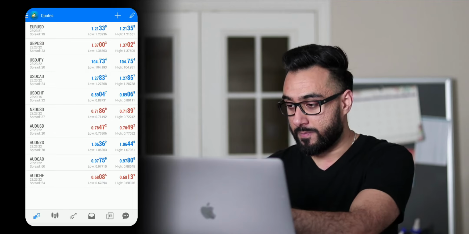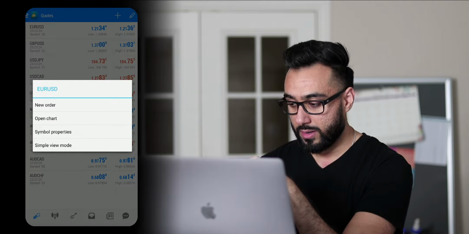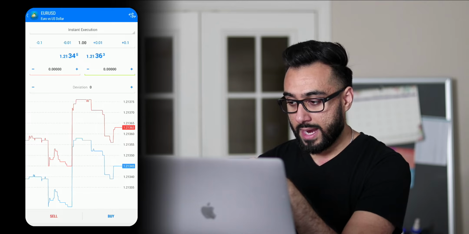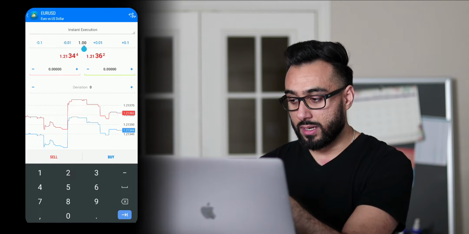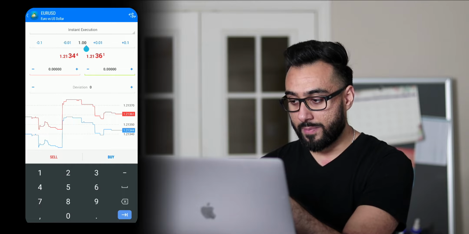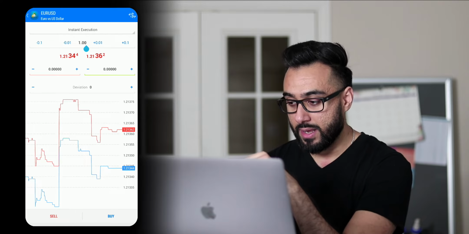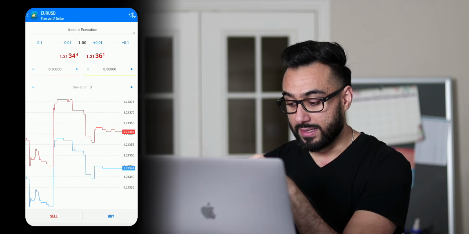Now, in order for me to fully explain this concept to you guys, I'm going to enter a trade into the demo account that we created in the previous video. So I'm going to go ahead and do this now. Enter a trade here and new order. And for this one, I'm going to do one lot. I'm going to leave it 1.00. I'm going to leave it in instant execution. And I'm going to go ahead and hit sell.